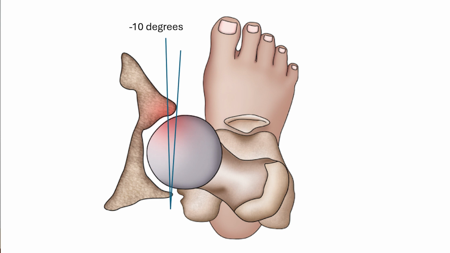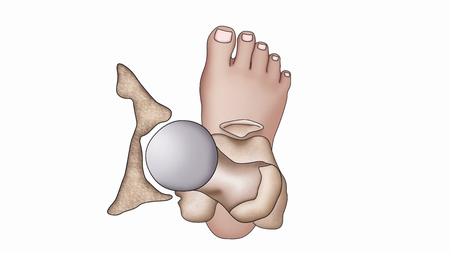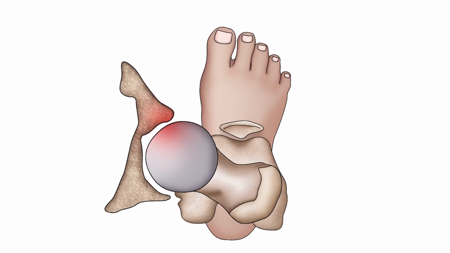So what happens in acetabular retroversion? In acetabular retroversion, the front of the femoral head bumps or impinges with the front of the acetabulum. And this causes pain at the front of the hip with activities such as walking or with sports, and sometimes also causes a labral tear.